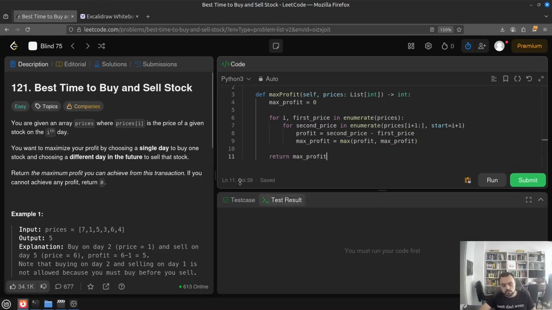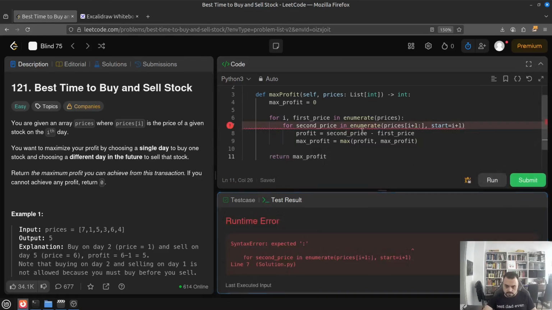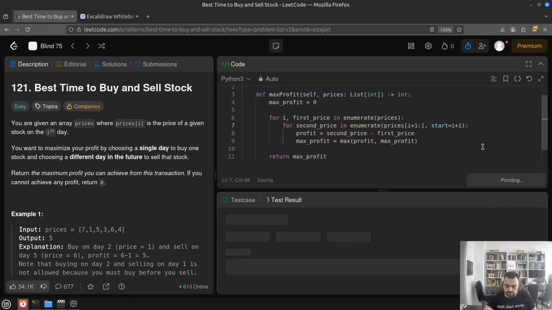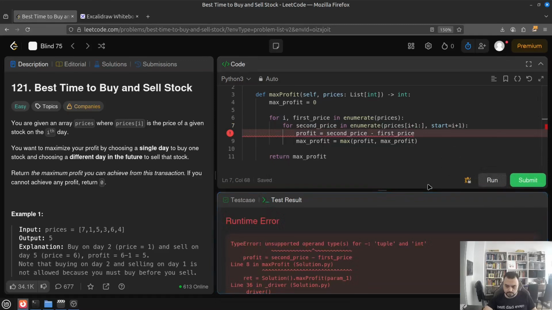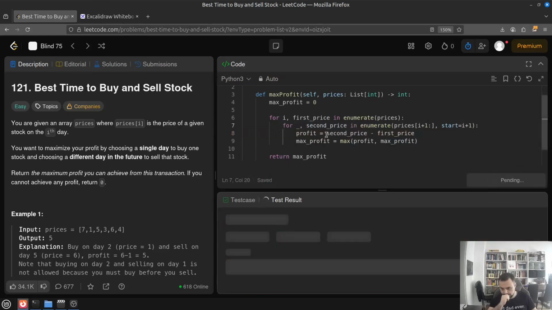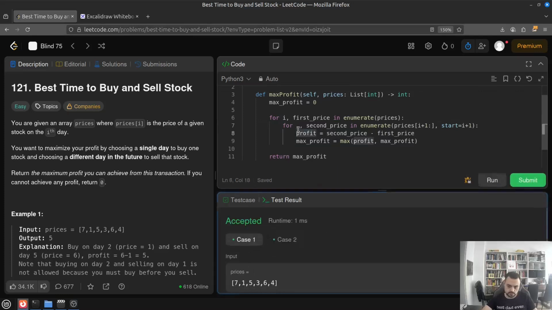So we check all the possibilities. I forgot the colon. Let's put it here. Sorry. I used enumerate. I could just, I guess, skip it here, but let's leave it like this. But we need to also put the index.